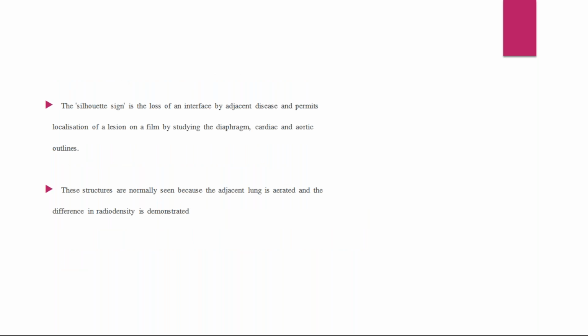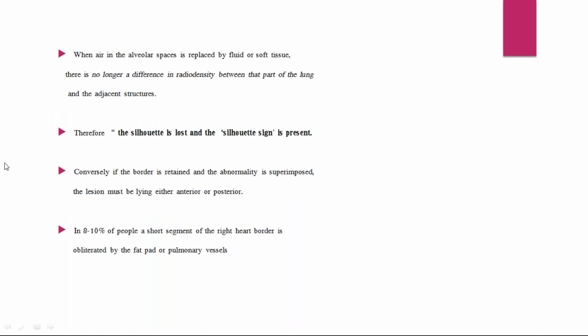The silhouette sign is the loss of the interface by adjacent disease and permits localization of the lesion on a film by studying the diaphragm, cardiac, and aortic outlines. These structures are normally seen because the adjacent lung is aerated and the difference in radiodensity is demonstrated. When air in the alveolar spaces is replaced by fluid or soft tissues, there is no longer a difference in radiodensity between the part of the lung and the adjacent structures.